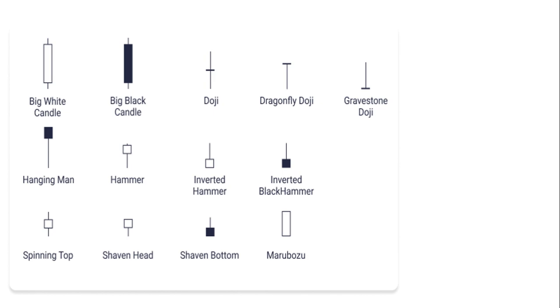Now, when it comes to candlestick patterns, there are different candlesticks. As you can see, the first one is the big white candlestick. And then, if you look at it, this is the big black candle. And then this is the doji candle.